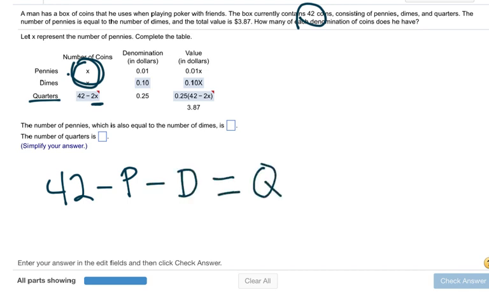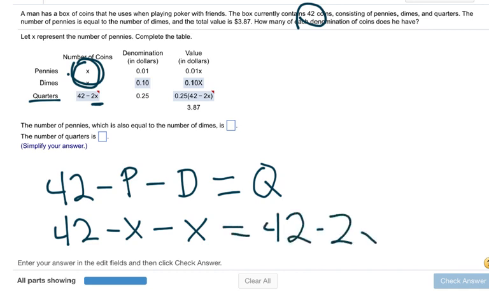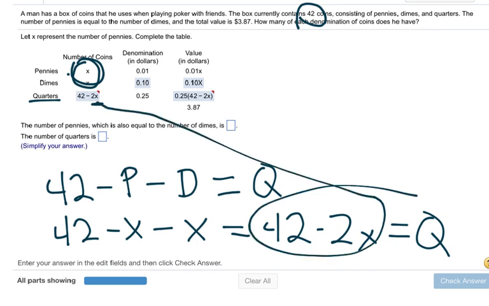And so here we have 42 minus, they called penny X and they called dime X, so that turned out to be 42 minus 2X, and that's the amount of quarters that we have. So that goes 42 minus 2X right up there.